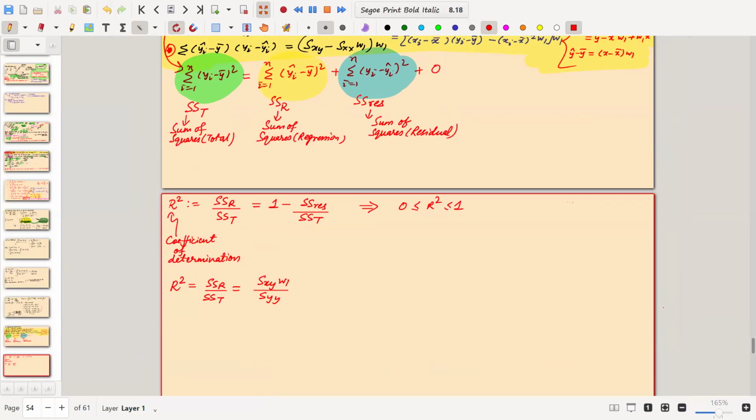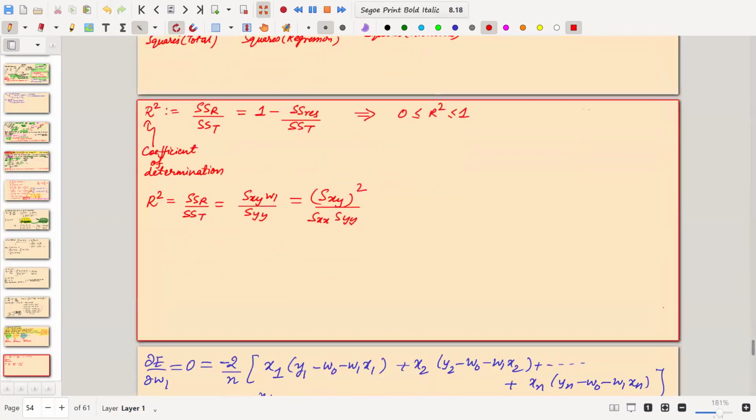There are some expressions where you need to think from your side. You need some write-up to understand. So what can we do further? Can we write W1? What is W1? W1 is SXY divided by SXX. So it is nothing but SXY squared divided by SXX SYY. Can we write that 0 is less than or equal to SXY whole squared divided by SXX SYY, less than or equal to 1?